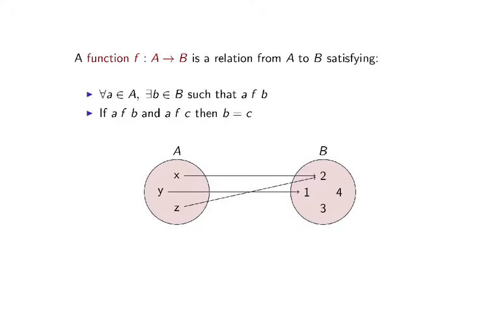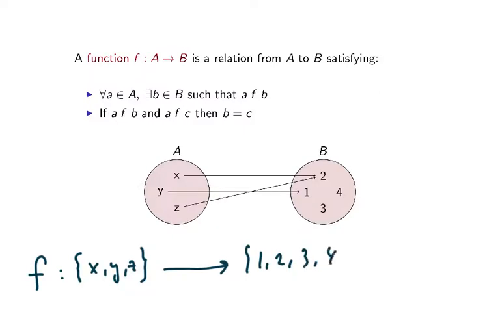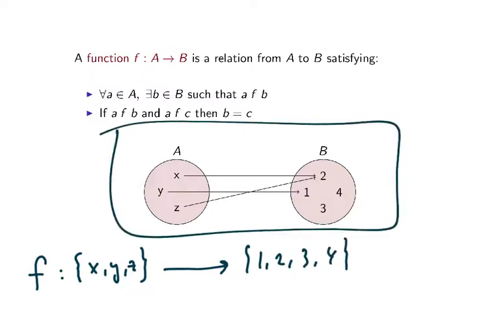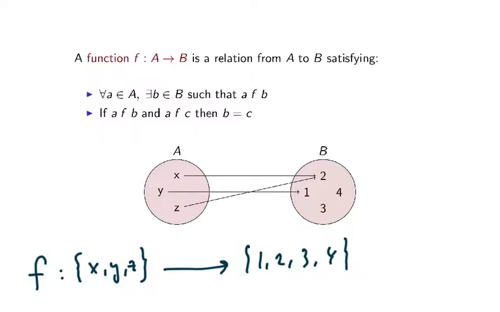Let's see now a concrete example, a particular example. In this example we have this particular relation F that goes from the set A, that is just x, y, z, to the set B, that is the numbers 1, 2, 3, 4. And it is painted here what pairs are in the relation. So we can see here that x relates to 2, that y relates to 1, and z relates to 2. This is the particular relation that we are going to analyze to see if it is a function or not.